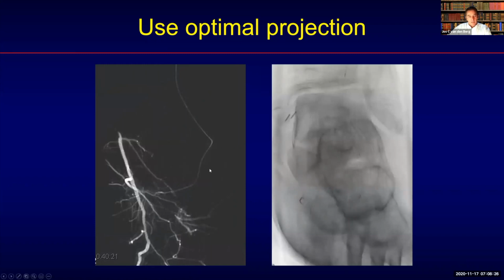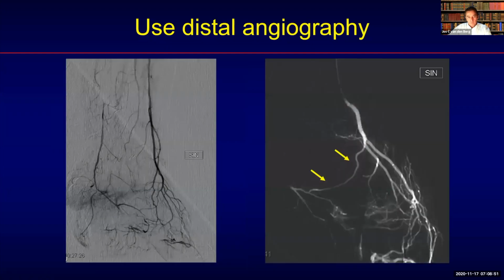Like in this case, you can see a microcatheter getting in from the dorsalis pedis across the forefoot towards the lateral plantar artery with this very difficult bend that is difficult to navigate. But when you project this in a proper manner, your navigation with your wire, as you can see on the right-hand side, is much more easy.